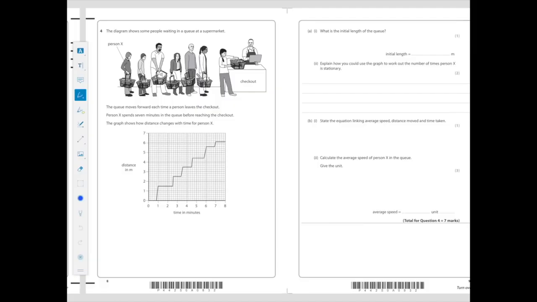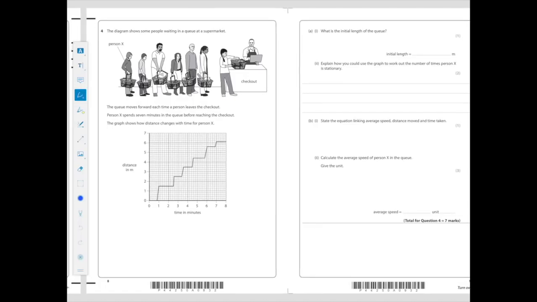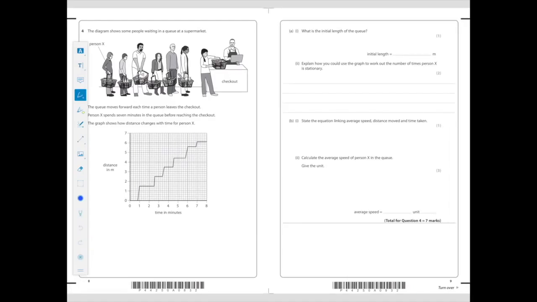Question 4. The diagram shows some people waiting in a queue at a supermarket. The queue moves forward each time a person leaves the checkout. Person X spends 7 minutes in the queue before reaching the checkout, and the graph shows how distance changes with time for person X. So it's the last person in the queue, and notice that it is a distance-time graph. So what is the initial length of the queue? And we're looking for that in meters. So all you have to do is read off here on the y-axis. So read along and you'll see, if my pen wasn't as fat, that it is 6.1 meters.